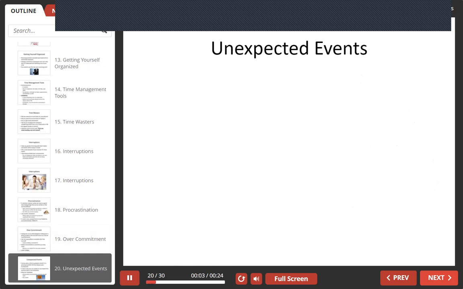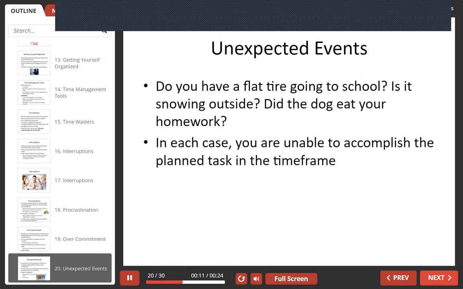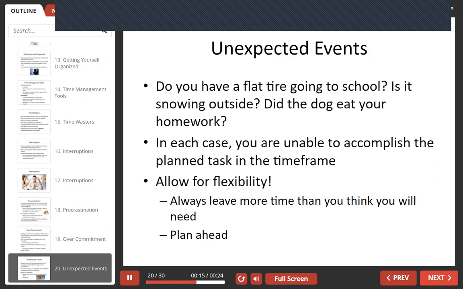Unexpected events include if you have a flat tire going to school, is it snowing outside, did the dog eat your homework? In each case, you are unable to accomplish the planned task in the time frame. You must allow for flexibility. Always leave more time than you think you will need, and plan ahead. It can come in handy.